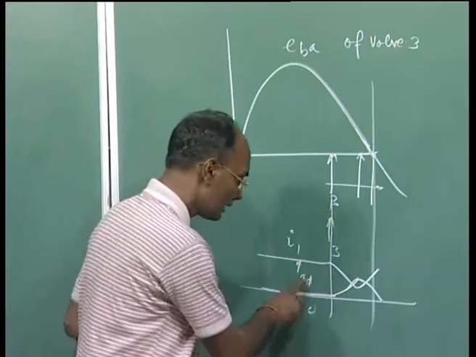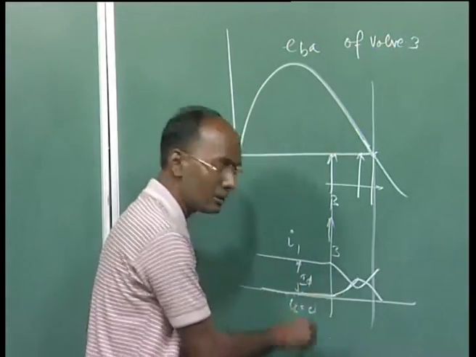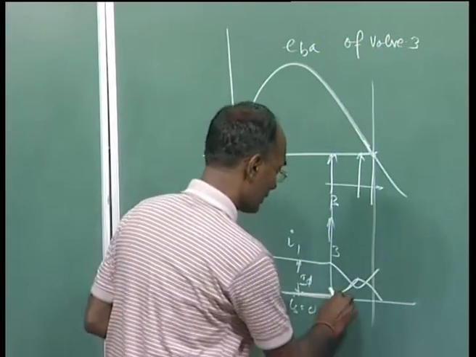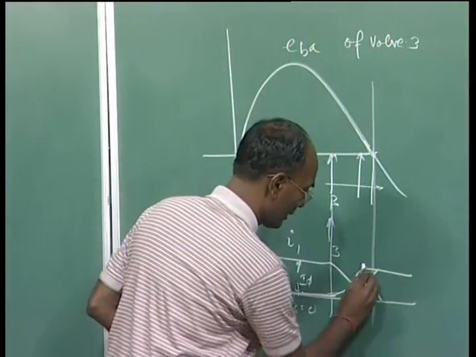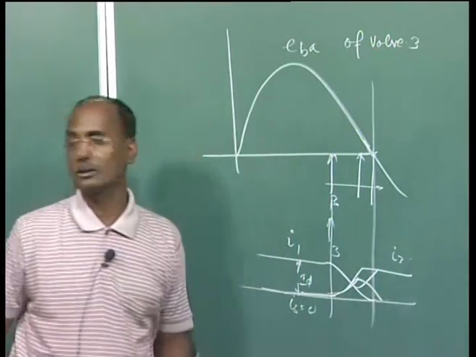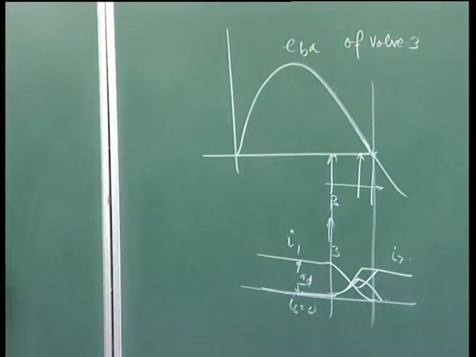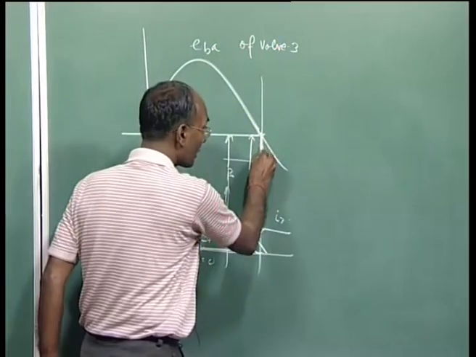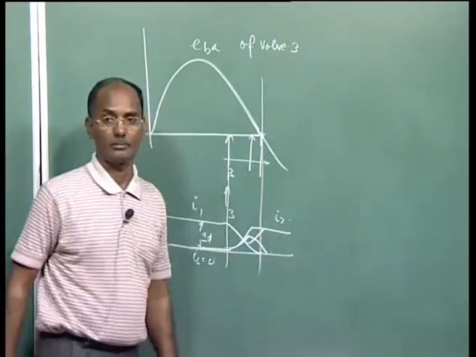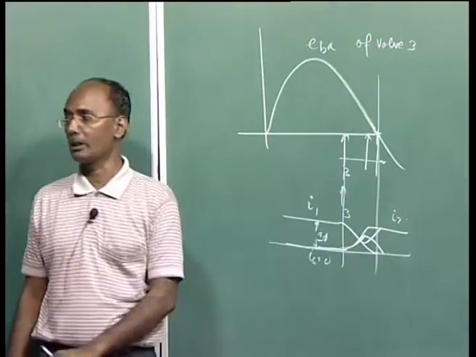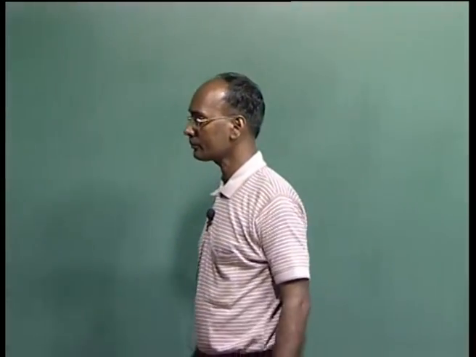So what happens is the commutation was taking place, but it was not successful. In the actual case, we want this to take the complete current and this one to go to 0. That is why it is called the commutating voltage, which reverses its polarity. If it is not successful up to here, it will fail, because the polarity is reversing. Here it was positive, and here it is going to be negative.